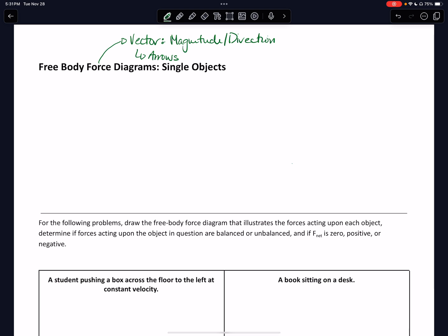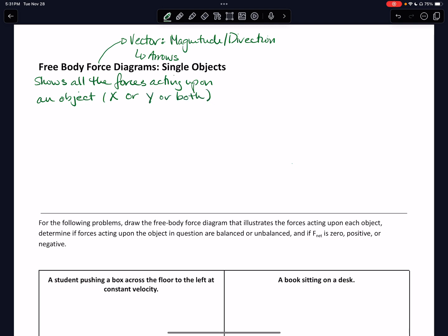It's an illustration, and it shows all the forces acting upon an object. Those forces can be horizontal, in the x dimension, or in the y dimension, or you're going to see both depending on what the object is doing. Well, what do we use this free body force diagram to do? Most often we use it to determine the net force that is acting upon that particular object, because that net force can give us pieces of information about the motion.